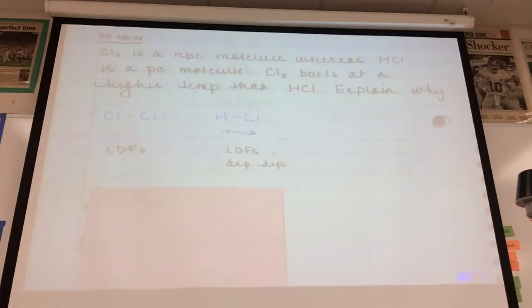And that's due to the fact that chlorine gas has more electrons than hydrogen chloride. It's therefore more polarizable, and so its LDF strength is greater. The greater the strength of the IMFs, the higher the temperature required for the substance to transition from the liquid to the gaseous state.